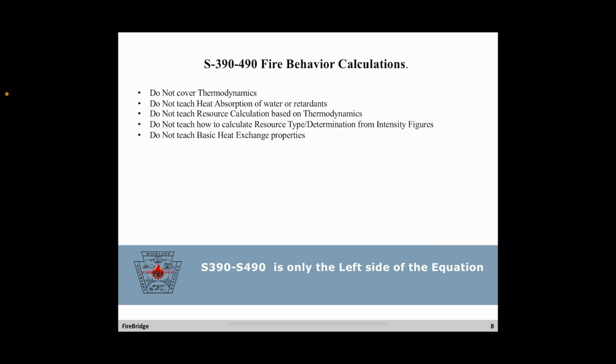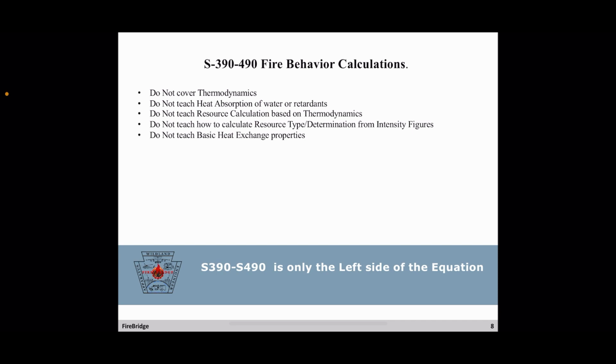So S390 and S490 fire behavior calculations do not cover thermodynamics at all. They do not teach heat absorption of water or retardants, and consequently, retardant guys, contrary to popular belief, cannot absorb heat because we do not drop it directly on a fire. And even if we did, according to the safety data sheets, at 194 degrees Fahrenheit, the likelihood of them generating phosphoric acid and ammonia is extremely good.